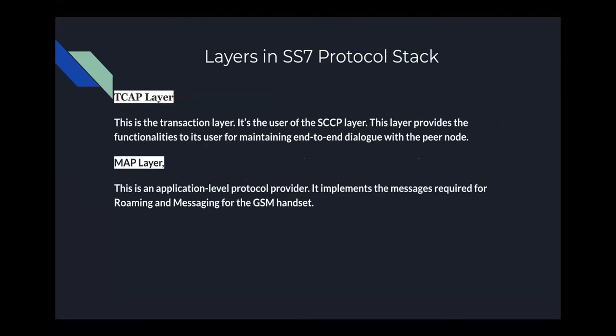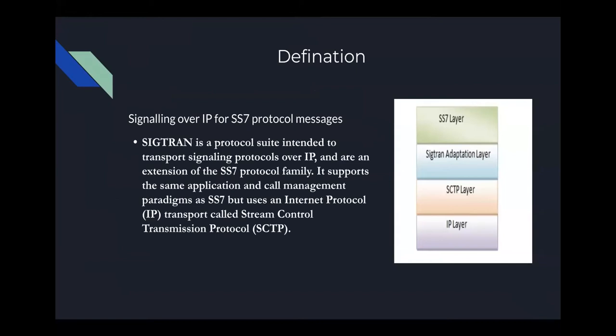Let me jump to SIGTRAN. Basically, SIGTRAN is SS7 over IP. When the technology of IP networks came, SS7 had to evolve, and that's when the SIGTRAN protocol came. SIGTRAN is a protocol suite intended to transport signaling protocols over IP and is an extension of the SS7 protocol family. It supports the same application and call management paradigms as SS7, but uses IP transport called Stream Control Transmission Protocol.